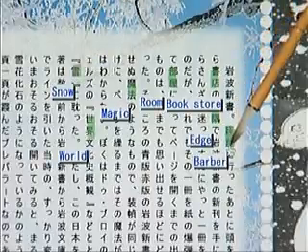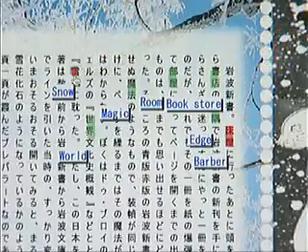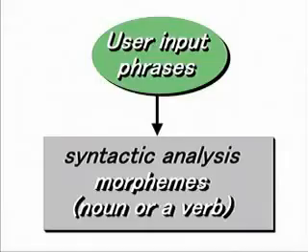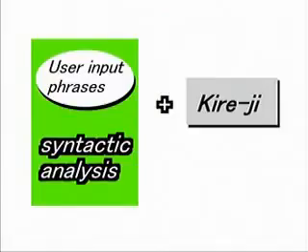Then when the user chooses one or two among the candidates, in this case barber and snow, the system carries out a syntactic analysis for each of the input phrases and detects a basic form of noun or a verb from the phrase. Then the system composes a haiku-like phrase by adding a special propositional particle called kireiji, so that the phrase consists of 5 or 7 characters.